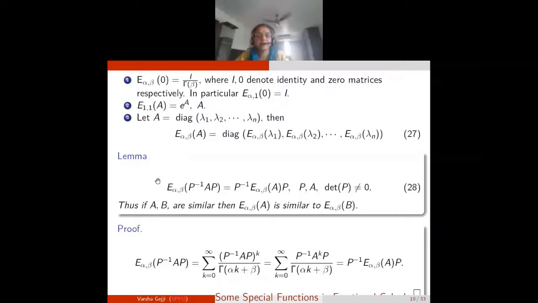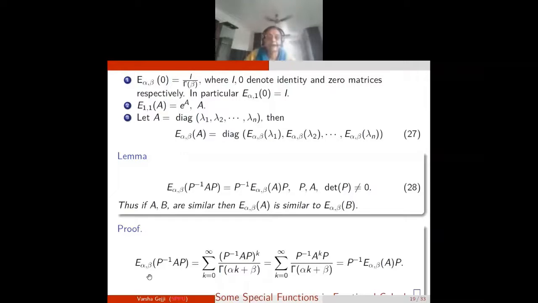So why I'm giving you these details, because they come handy when you are solving systems of equations having fractional ordered derivatives. And E alpha beta P inverse AP, you can easily see that this is P inverse AP to the power k upon gamma alpha k plus beta, which is, you can show, is P inverse A to the power k P, which is nothing but finally P inverse E alpha comma A P.